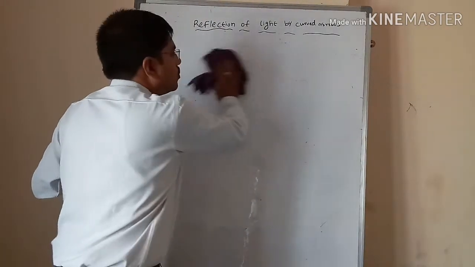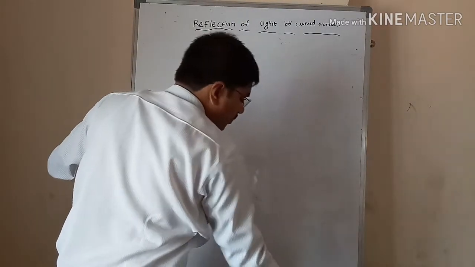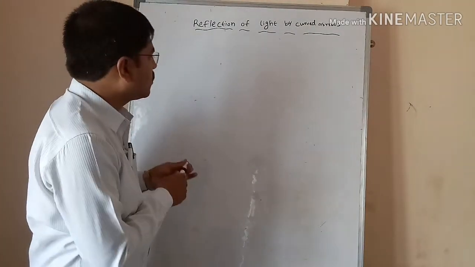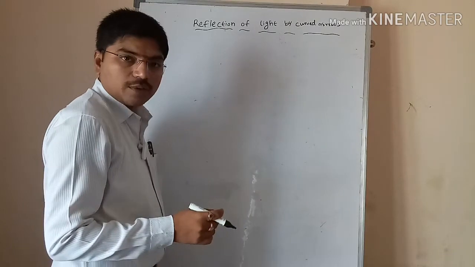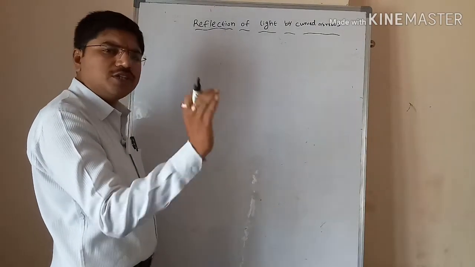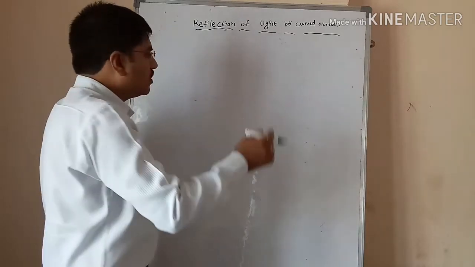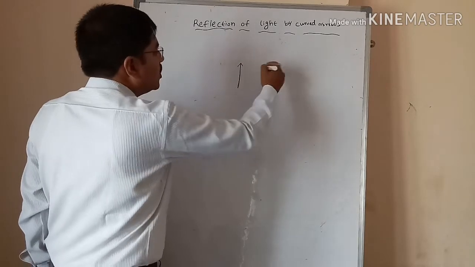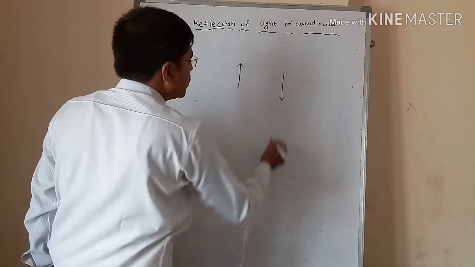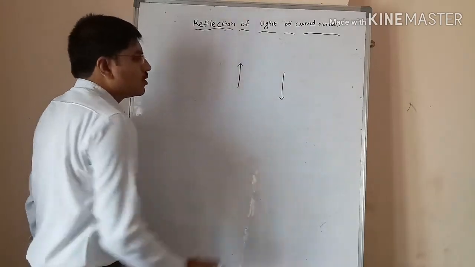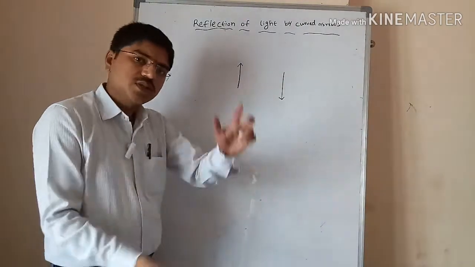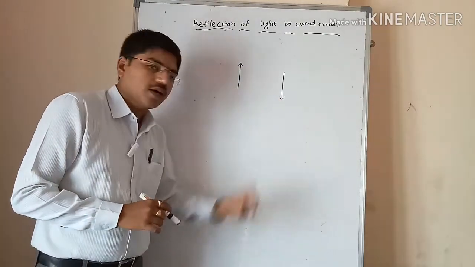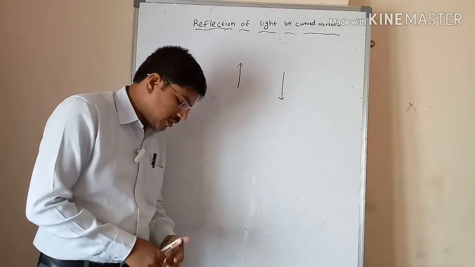Next, one more word is inverted. Inverted means, for example, if you observe with a pinhole camera, each and every object is shown reversed. When I use an arrow in the upward direction as the object, the image appears reversed. That is what we call an inverted image: totally reversed, an up arrow becoming a down arrow.